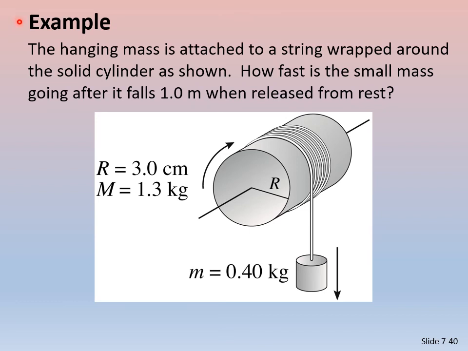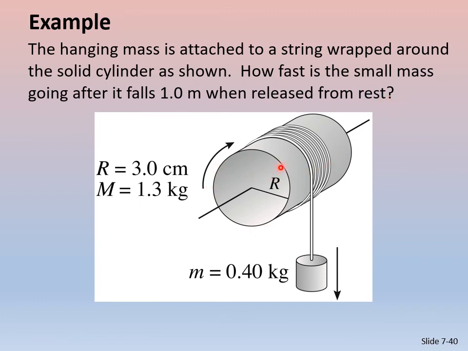In this next example, this is another one involving rotation. And this is similar to a problem that we saw before when we looked at rotational dynamics in, I guess, chapter 7. Now we're going to approach this problem from an energy perspective. We've got a hanging mass down here, 0.4 kilograms, attached to a string wrapped around this cylinder like this. How fast is the small mass going after it falls 1 meter when released from rest?